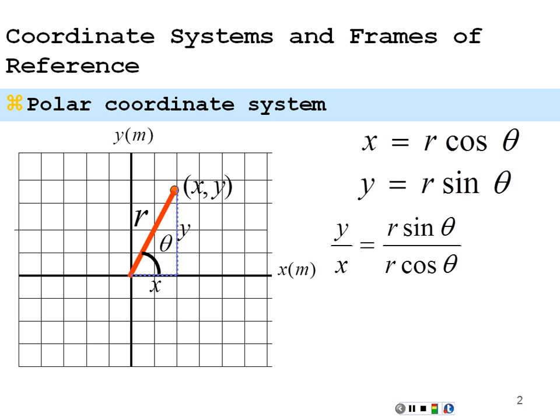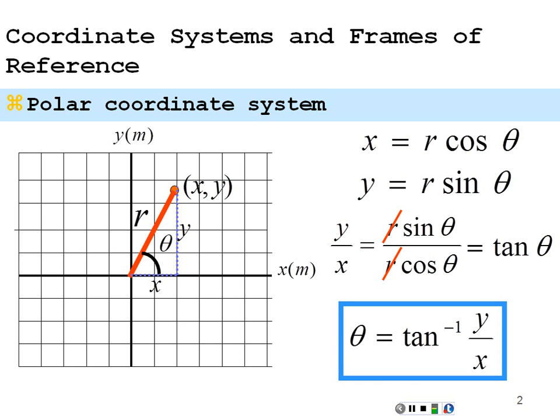And working in the opposite direction, I could say that y divided by x is equal to sine of theta divided by the cosine theta, otherwise known as the tangent theta. Take the inverse tangent of both sides, and I have that my angle theta is equal to the inverse tangent of my rise over my run, y divided by x. So if I knew x and y, I could get the angle theta by this, the inverse tangent of y over x.